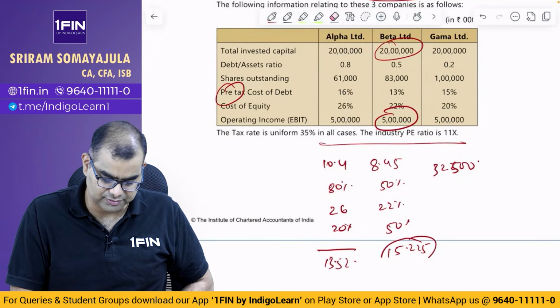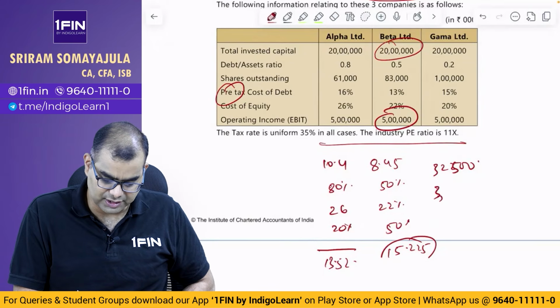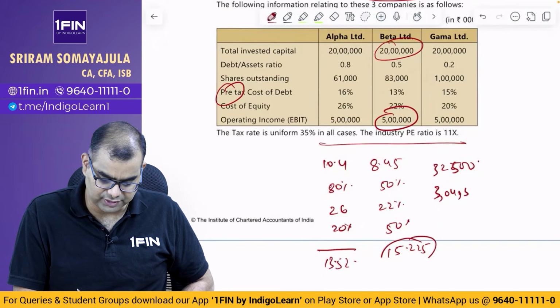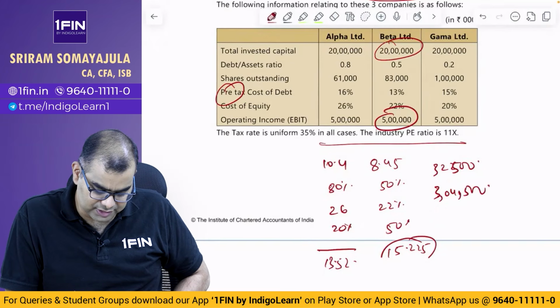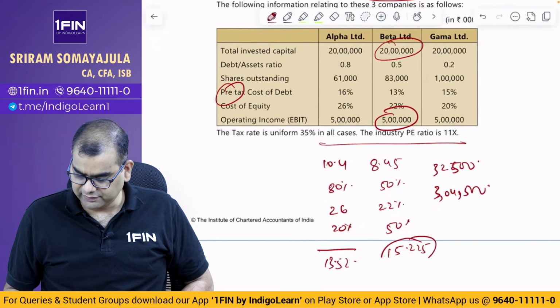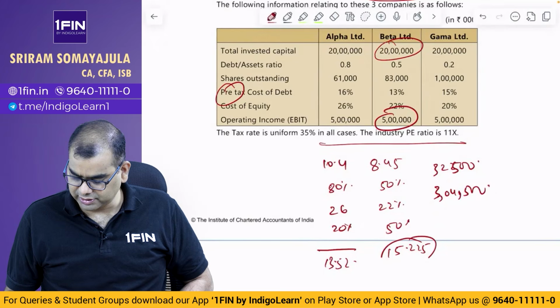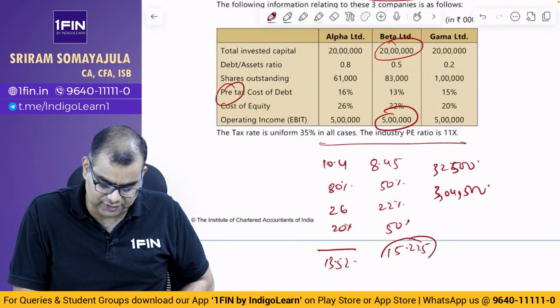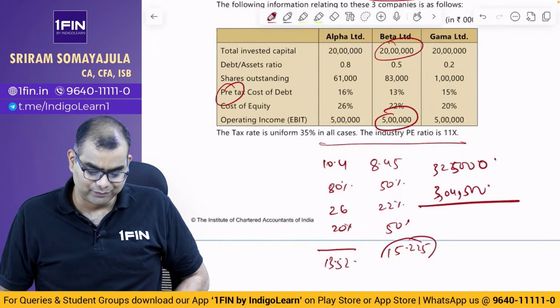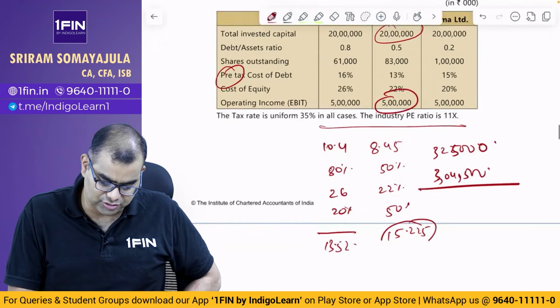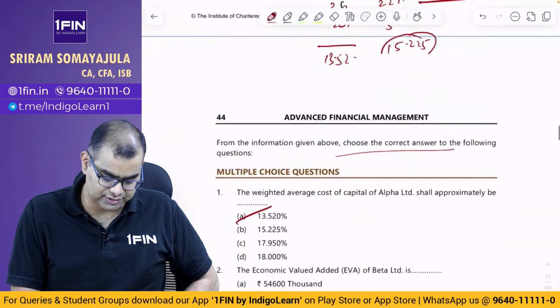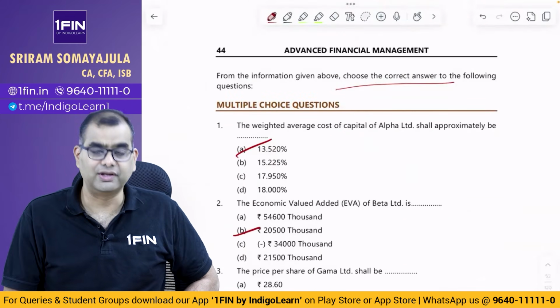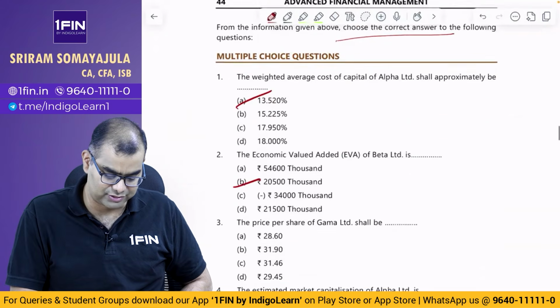See, that is where I made a mistake. It is 3,04,500, not 30.45 lakhs. Now EBIT into 1 minus tax rate: 5 lakh into 0.65 is 3,25,000. Now subtract the capital charge from this, and you get 20,500. EVA is 20,500. See, you should not make such mistakes.